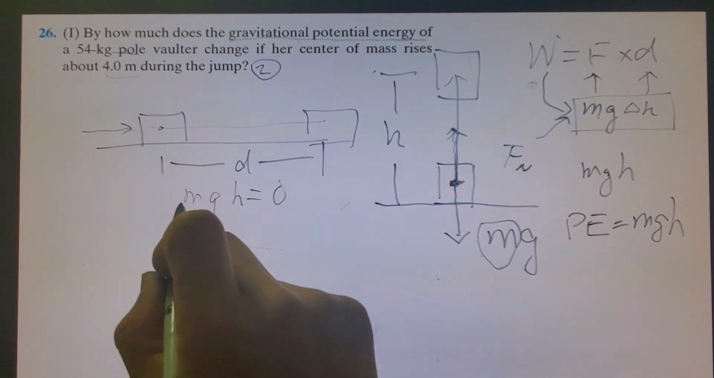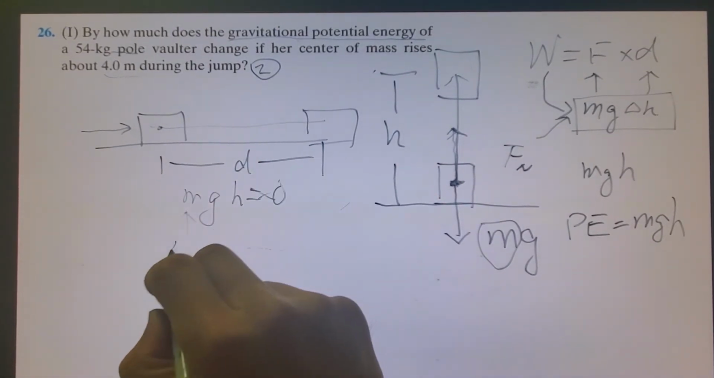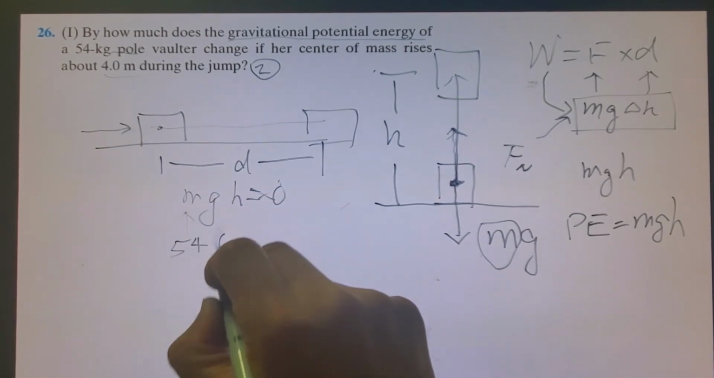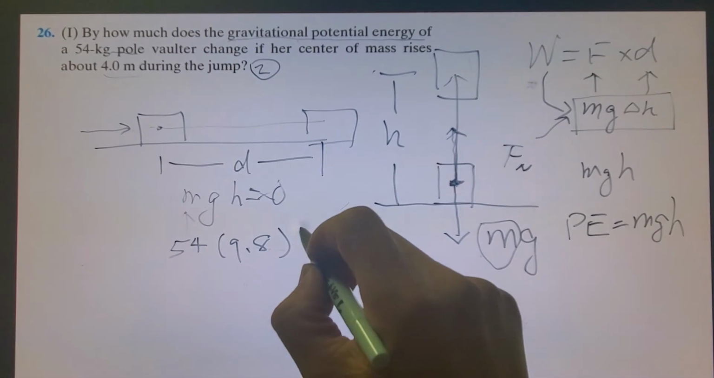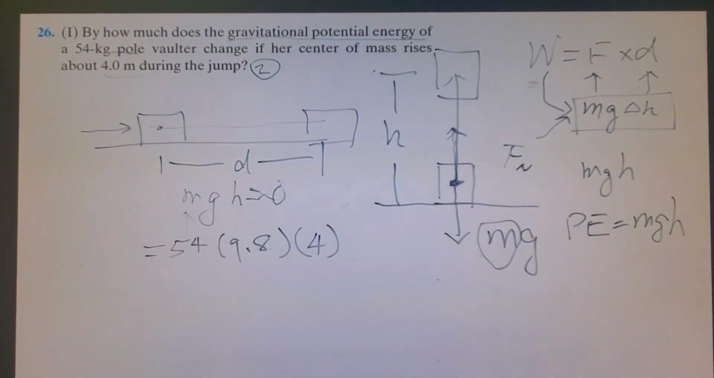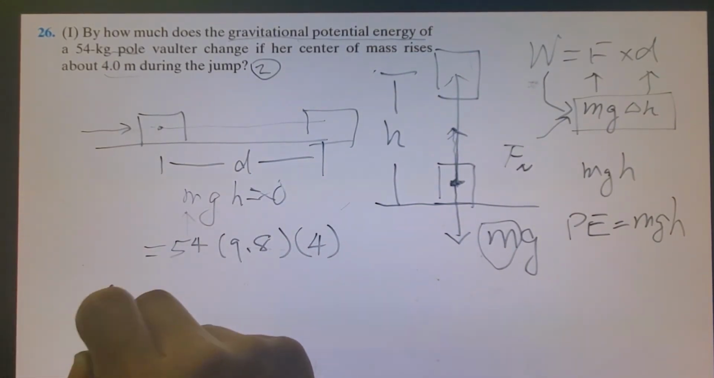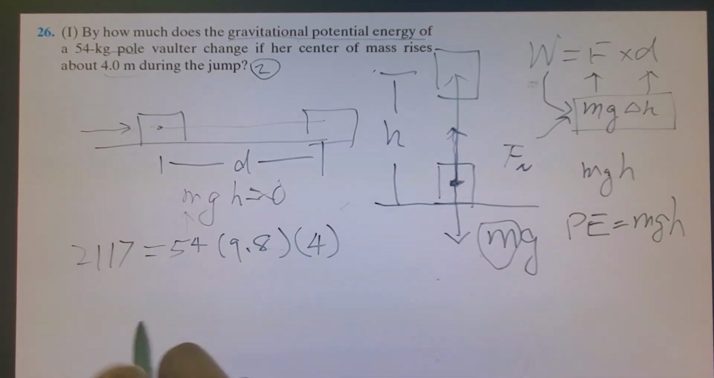It's equal to mgh. M is 54. G is 9.8, as we know, and h is 4 meters. If you multiply all this up, the potential energy is equal to 54 times 9.8 times 4. That is equal to 2117. And if we put everything in standard units, energy should have the unit of joules.